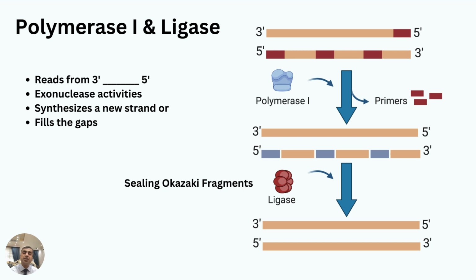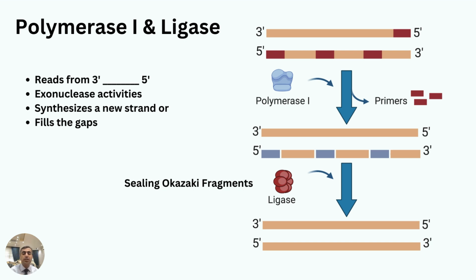Now the last two important enzymes responsible for synthesizing the two new template strands are polymerase 1 and ligase. Let's see. Polymerase 1 firstly reads the newly synthesized strands. Secondly, if there's any mistake, it acts with exonuclease activity and removes the errors. Then it fills the gap, and it also removes the primers. So it acts as a polymerase enzyme by adding nucleotides, filling the gap, and completing the new strands.